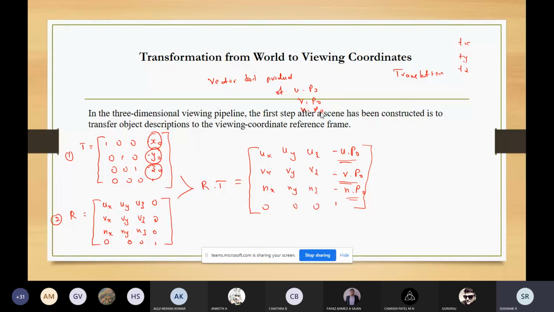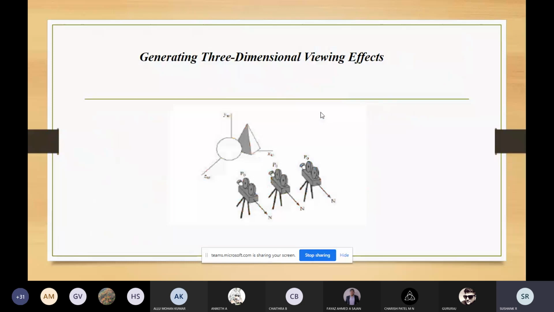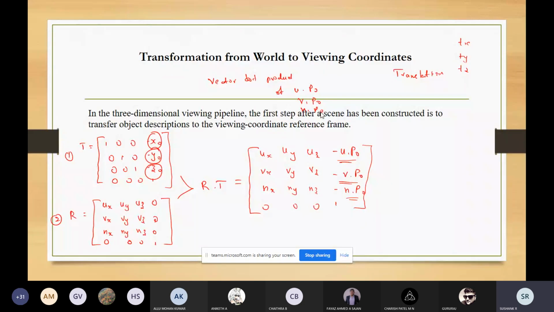So we are representing three axes along three vectors. So this will be u, v, n along x, y, z. So we are using these three vectors u, v, n along the three axes x, y, and z for calculating this value as a dot product, as a vector dot product of each of the unit vectors with the point p naught.